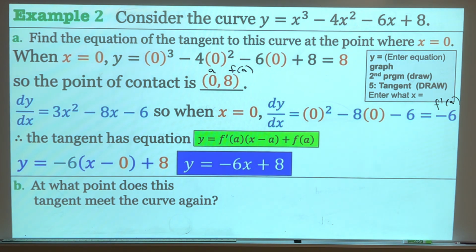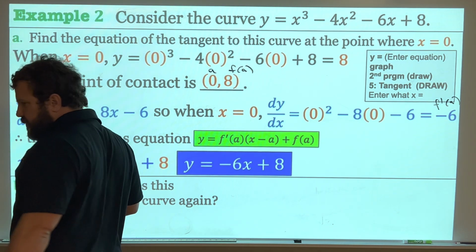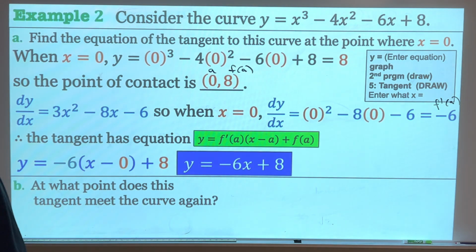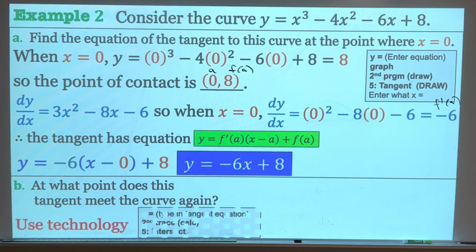So you can use the calculator to do this. I prefer to not use the calculator, but the calculator can be used to check. Now, this says at what point does the tangent meet the curve again? So this is the part where you're going to need to use your calculator. All right, so we're going to use our technology.